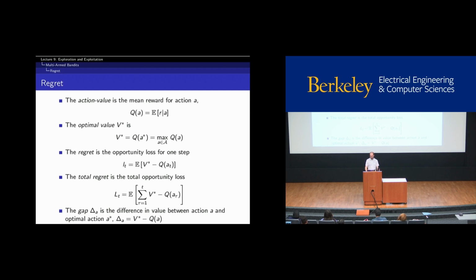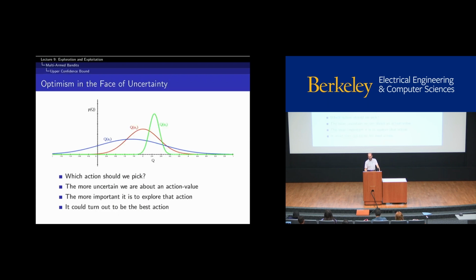Okay, the next bandit algorithm I want to tell you about, racing through them, so please feel free to stop me with questions about previous ones if you want reminders, is optimism in the face of uncertainty. And I might have time to get to another one, but even so, I think I like this one the best.